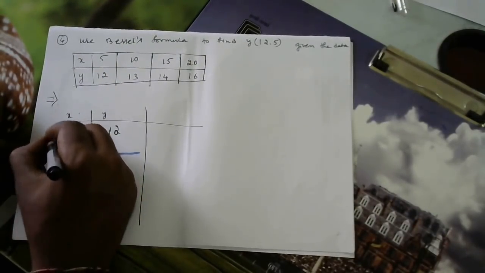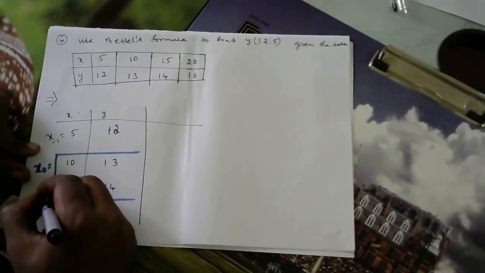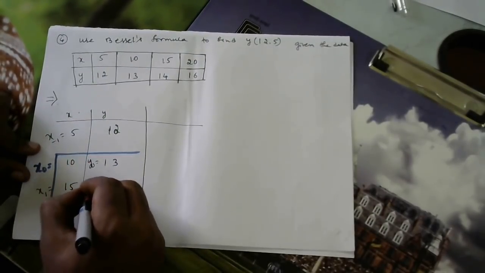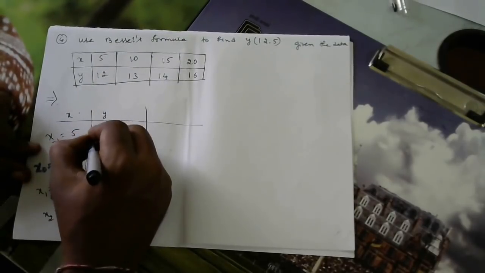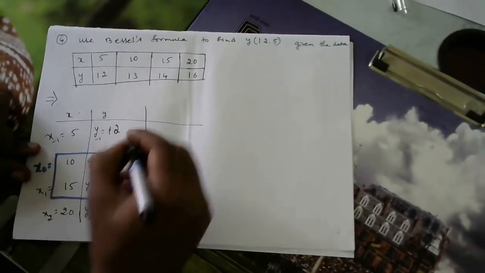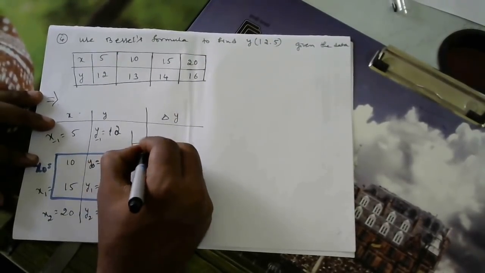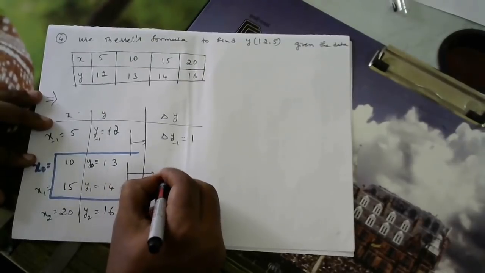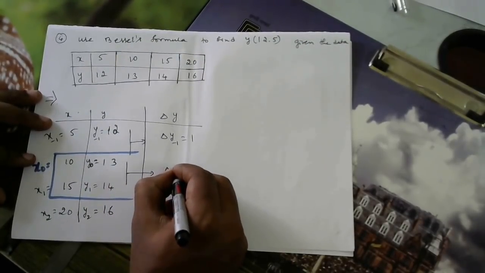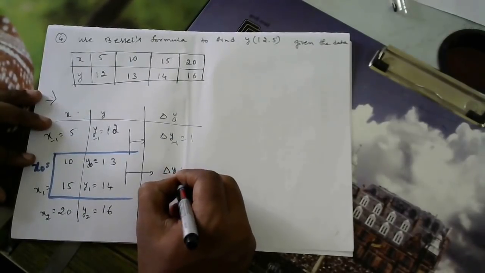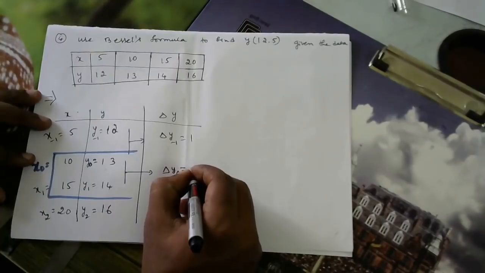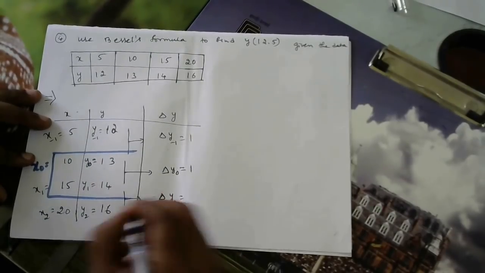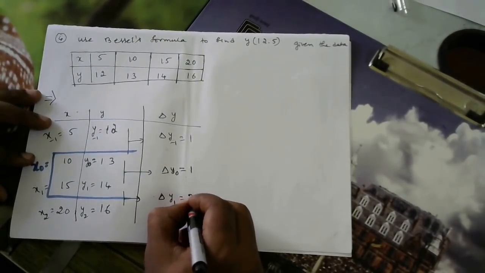So this is x naught, this is x of x minus 1, x1, x2. This is y naught, y1, y2. This is y of x minus 1. So delta y, the difference of these two: delta y of x minus 1, 13 minus 12 gives 1. And delta y naught, 14 minus 13 gives 1. And delta y of x1, 16 minus 14 gives 2.